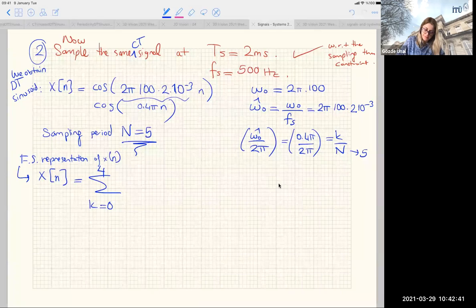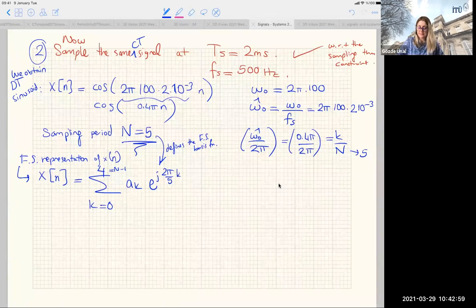Now, this is n minus 1, remember, ak, and also it defines my Fourier basis. It defines the Fourier series basis function, e to the j 2 pi over 5 kn. That's the Fourier basis here. This is important: complex exponential. And one other thing I know is ak plus 5 is ak.